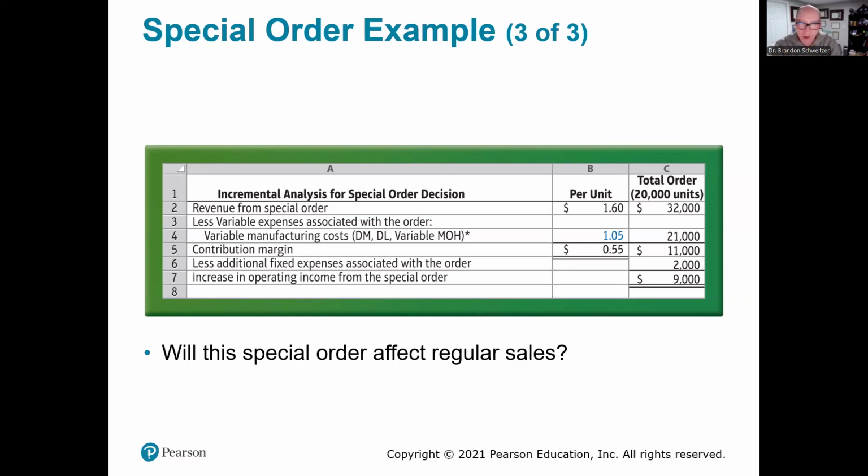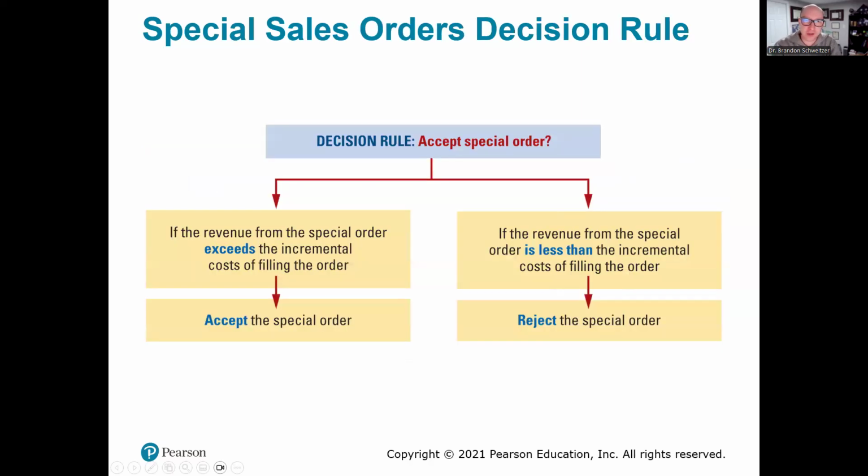So yeah, this is a great deal. I would do this deal all day long for sure. So the decision is, do we accept or reject it? If the incremental revenue exceeds the cost, then yeah, we'll do the deal. If the incremental revenue is less than our cost, then no, we won't do that deal. That's the decision-making process.